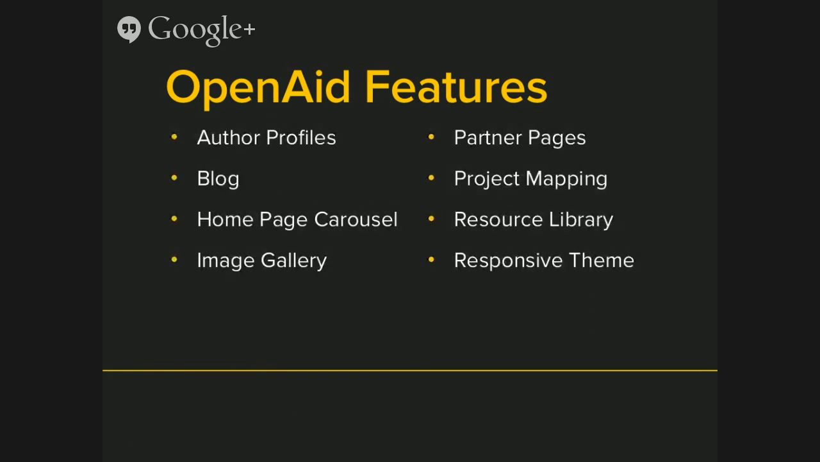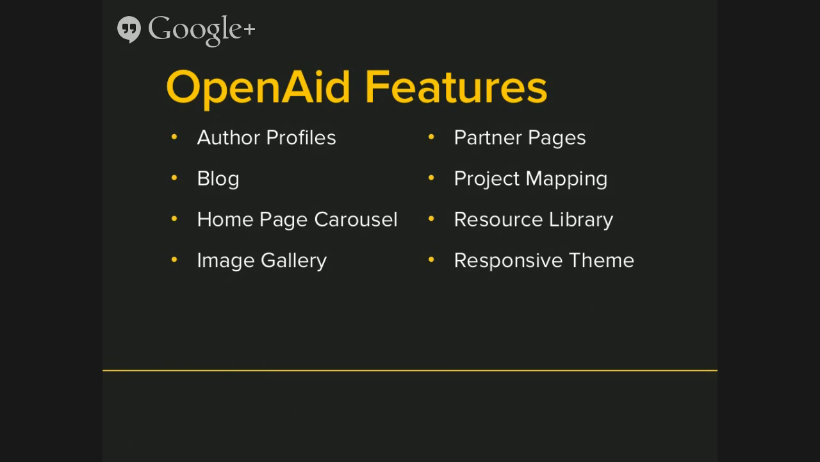So the main features of OpenAid is that you have a blog with author profiles associated with it. The blog is its own content type as well as author profiles, and so those then are entity referenced from the blog to the author. We have a homepage carousel, an image gallery, and each image is its own content type as well, so each image is a node. Partner pages, project mapping, you can read that.